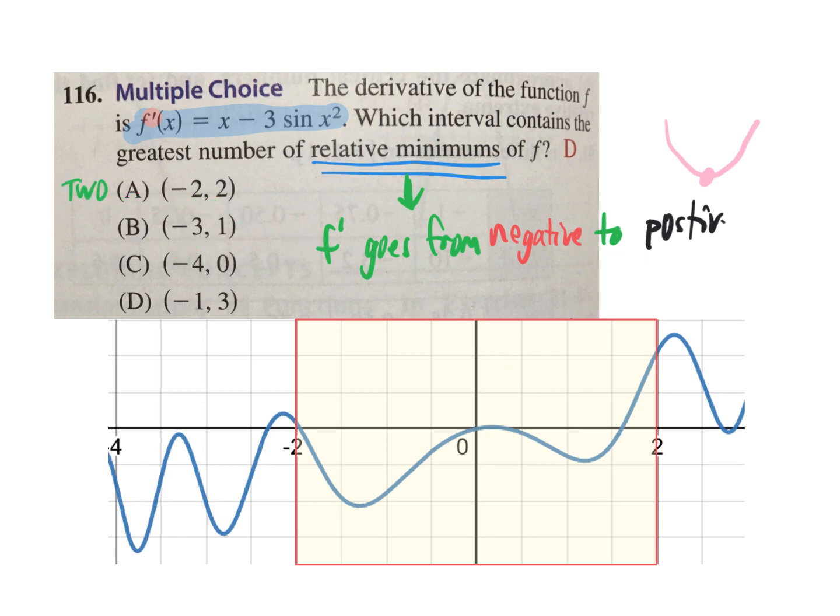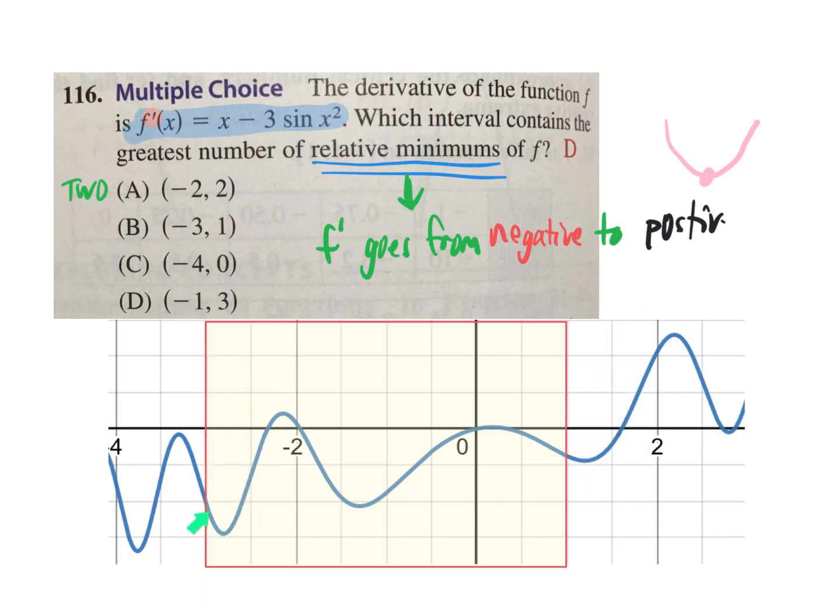Let's check the interval from -3 to 1. From -3 to 1, so the derivative is negative and then positive. So there's 1 relative minimum. It's positive and then negative. There'll be a relative maximum there, so we're still at just 1. And then here we are negative and then positive, so there's our second one. So again, 2. All right, next let's check as x goes from -4 to 0.